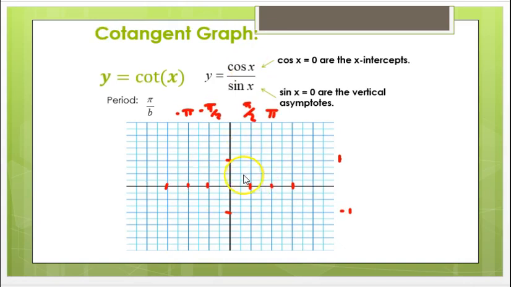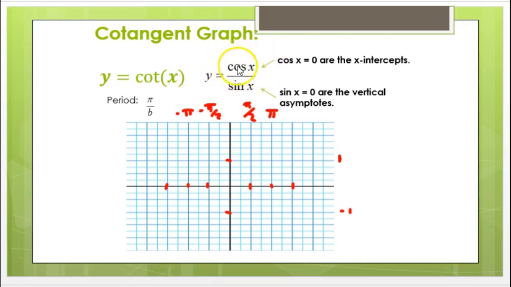So again, I've set up my scale, and you'll notice that our rules for cotangent are very similar to what I just showed you for tangent. The period is still a length of pi over b, so these graphs should have the same width. However, they will be shifted over a little bit from each other. They will have asymptotes and intercepts in the reversed locations. And the reason that happens is because cotangent is the reciprocal of tangent.